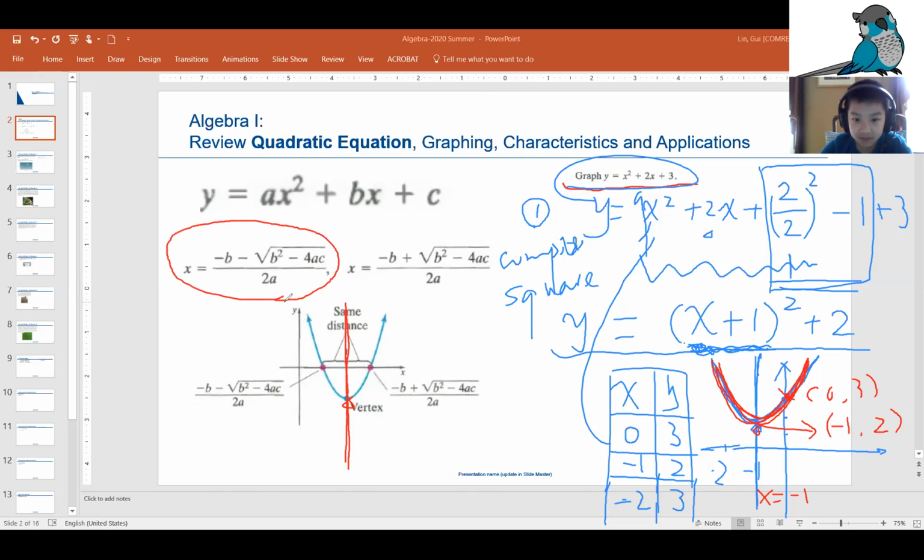Important things to remember: first, the quadratic formula. Second, when you do graphing, try to find the x-intercept, y-intercept, and vertex. And this is called the axis of symmetry. And the mouth opens up, right? The mouth faces up. Okay, so you notice this one very well.